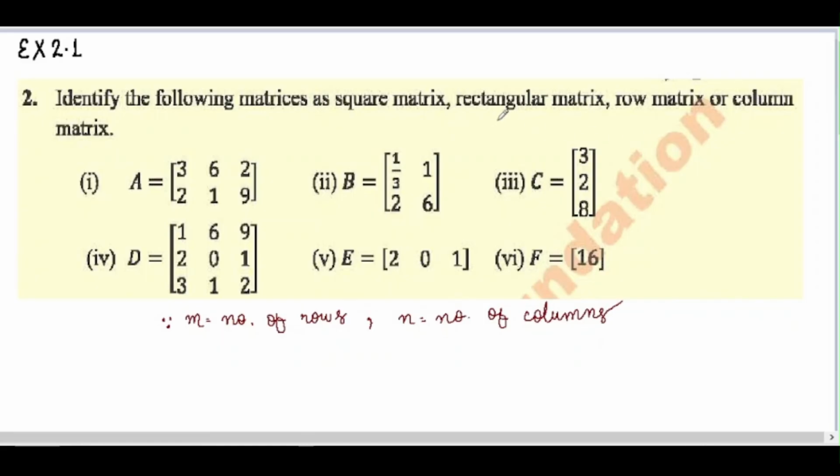Then comes the square matrix. A square matrix is one where the number of rows and number of columns are equal. So for a square matrix, you can write m equals n. This is the condition. For a row matrix, m is the number of rows, so m should be equal to 1. And for column matrices, n should be equal to 1. For rectangular matrices, if these conditions don't hold, then it is a rectangular matrix, or you can also write it as m is not equal to n.